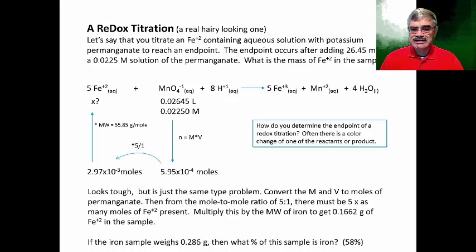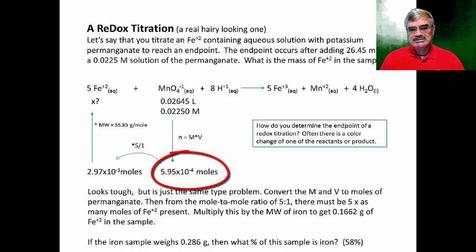Now again, notice that I've immediately converted that 26.45 milliliters to liters, 0.02645 liters, because I can then multiply the volume in liters times the molarity to get the number of moles of permanganate, MnO4 minus 1. And that happens to be 5.95 times 10 to the minus 4th moles.